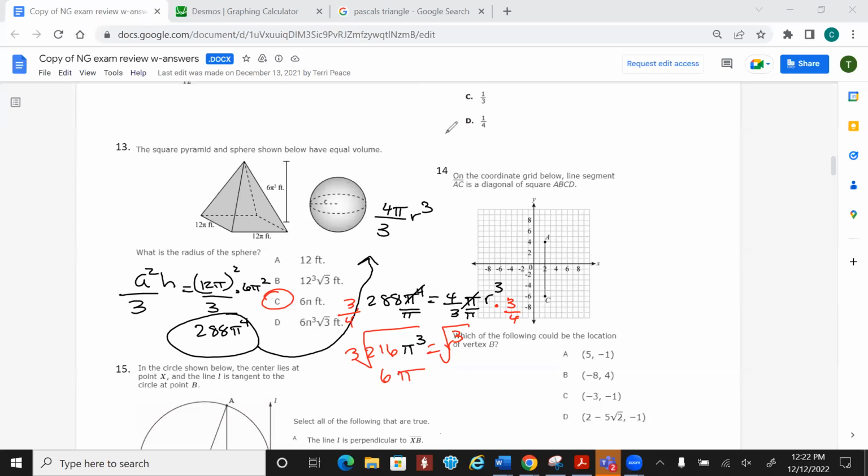I know that's a hot mess. My suggestion to you is to get this part and then take your answer choices and plug them in. That's what I would do.